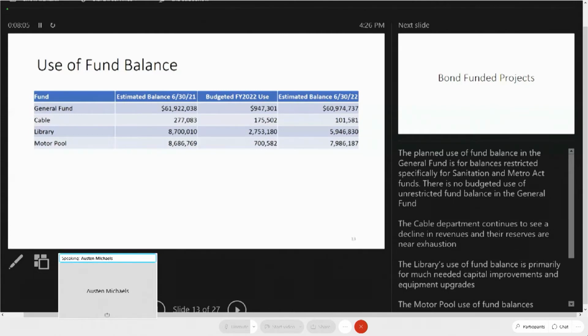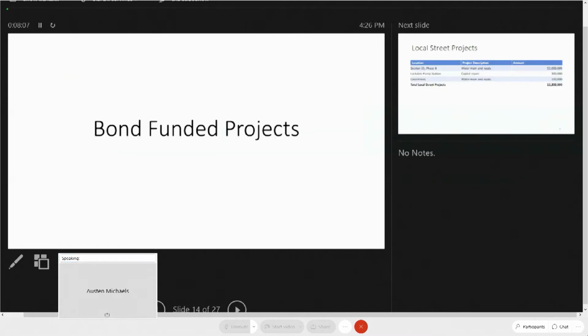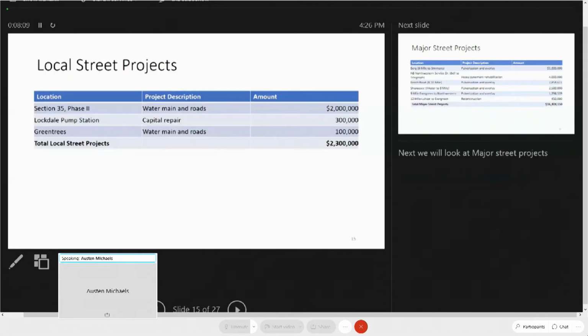Next, we'll take a look at our bond funded projects. We'll start with the local street projects. We have 3 local street projects included in this budget, totaling 2.3 million. We've got Section 35 Phase 2, and that's in conjunction with some of the water work. Capital repairs for our Lockdale pump station and then again in conjunction with water, Green Trees.